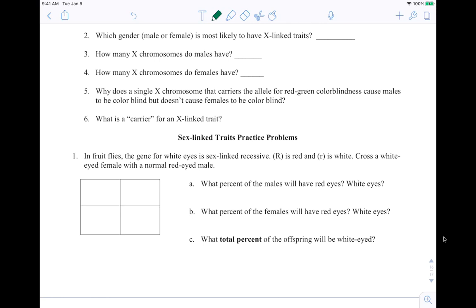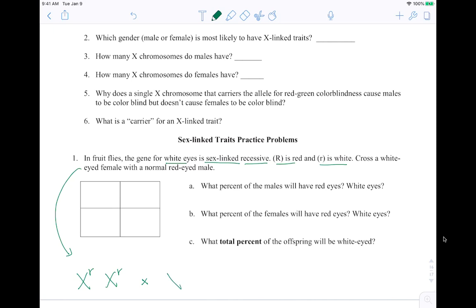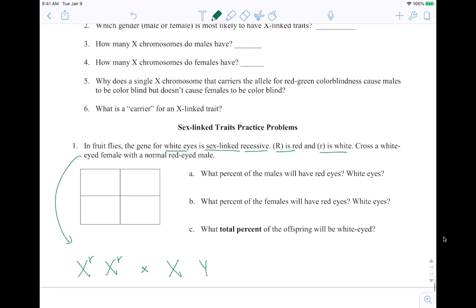Okay. So in fruit flies, the gene for white eyes is sex-linked recessive. Okay, so this means it's going to go on the X chromosome and it's going to be recessive. So big R is red and little r is white. So cross a white-eyed female. A female is XX and she has white eyes. And it says that white eyes is recessive. So this is going to be her. And the male fly, he has red eyes. Red is going to be a capital R, and I know that because it says it right there. The Y does not get anything because it is not linked to that sex chromosome.